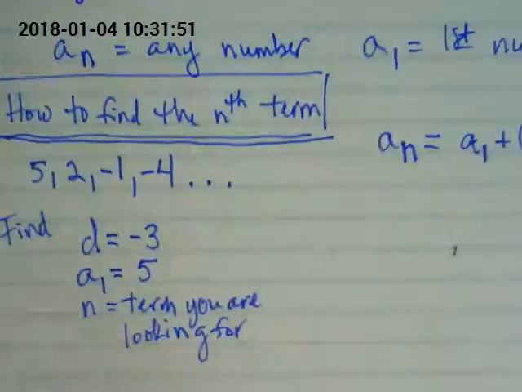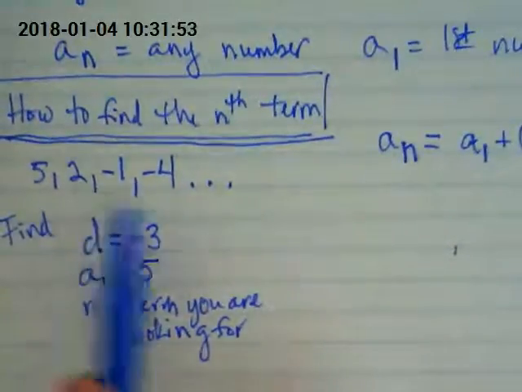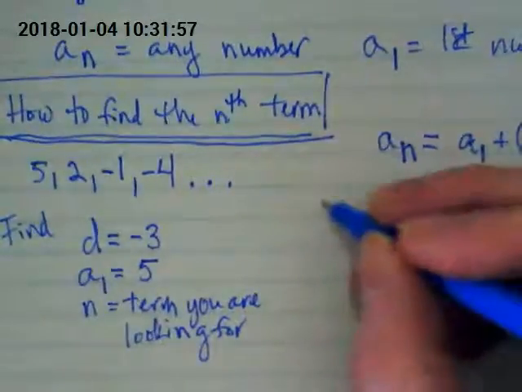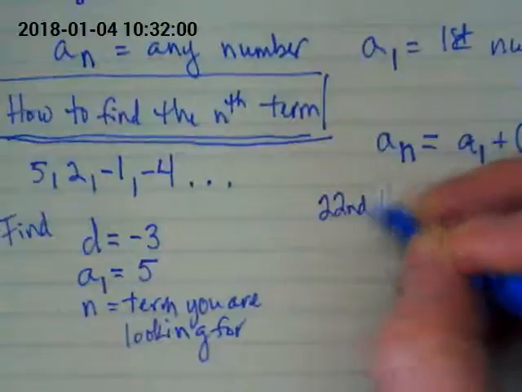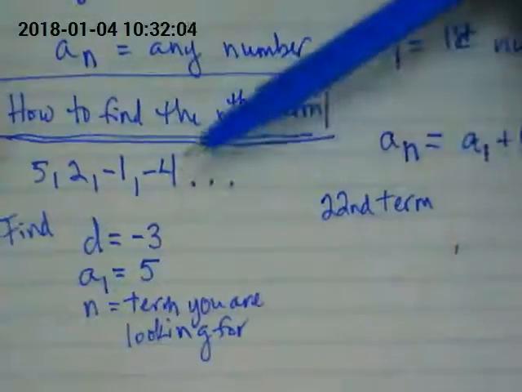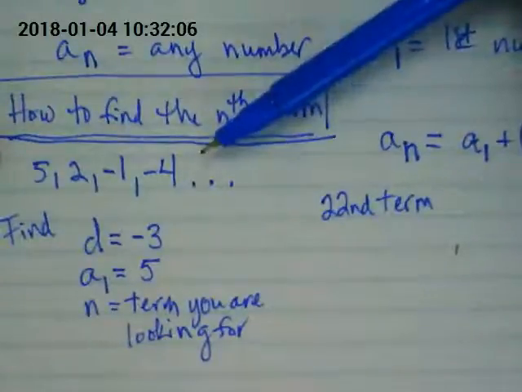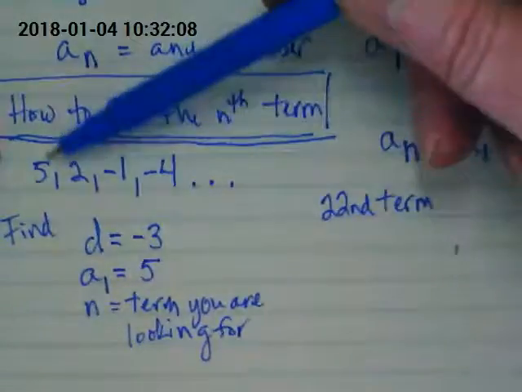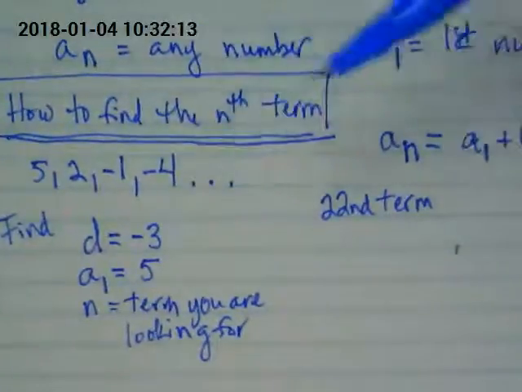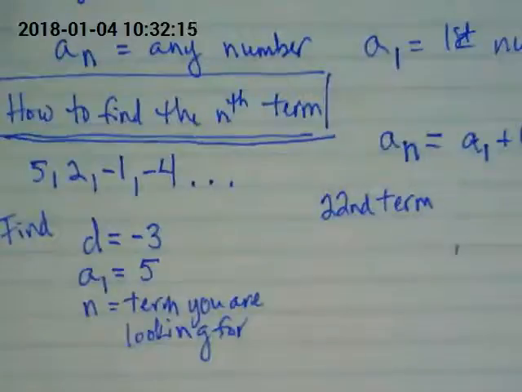We're going to start off using this sequence: 5, 2, negative 1, negative 4. And we want to find the 22nd term. There are some things we already know. We figured out that the common difference is negative 3. If I'm subtracting 5 and 2, 2 and negative 1, and negative 1 and negative 4, they're going down by negative 3 each time.